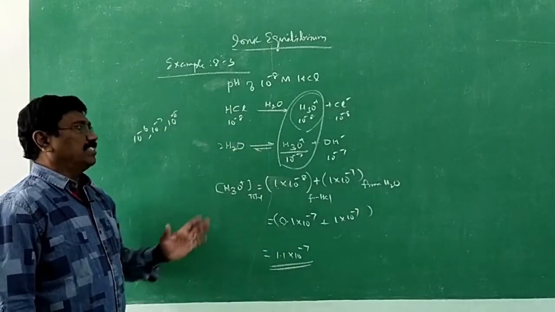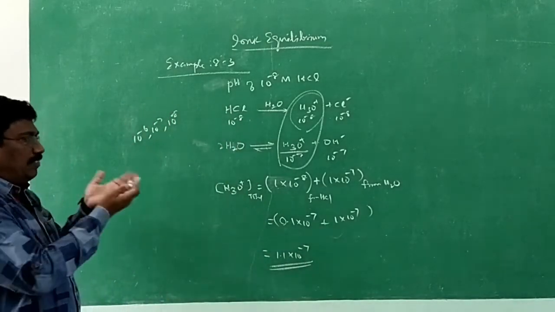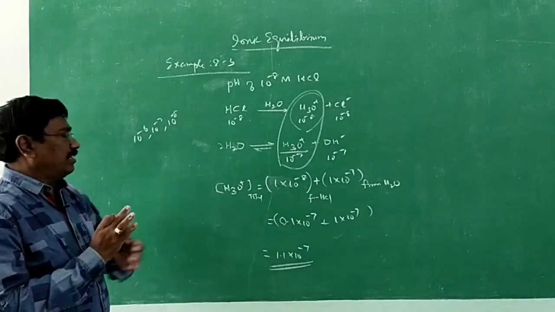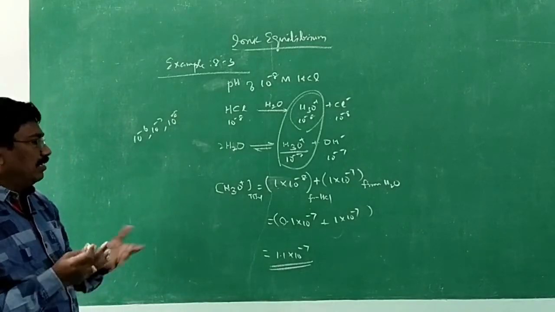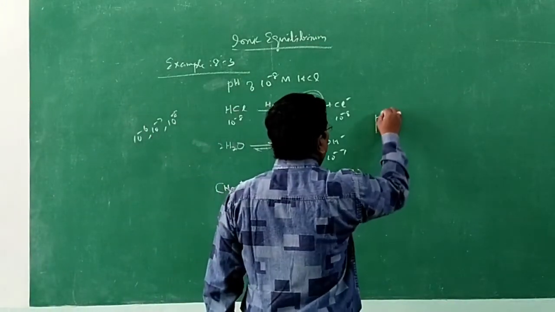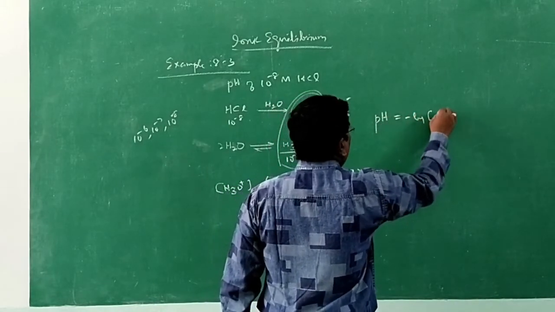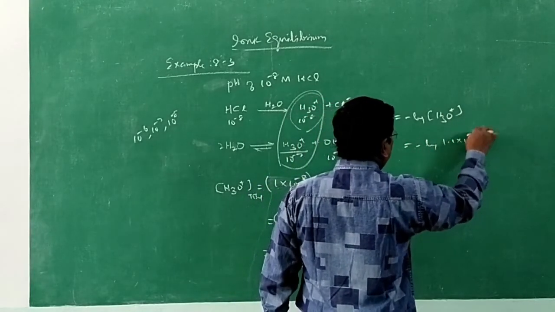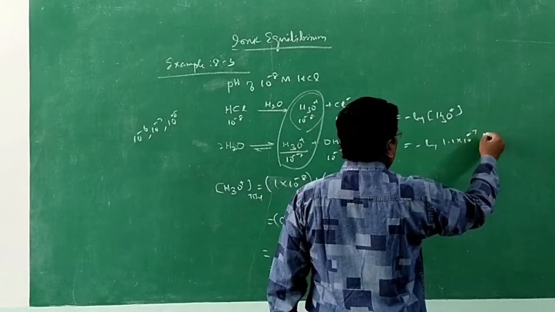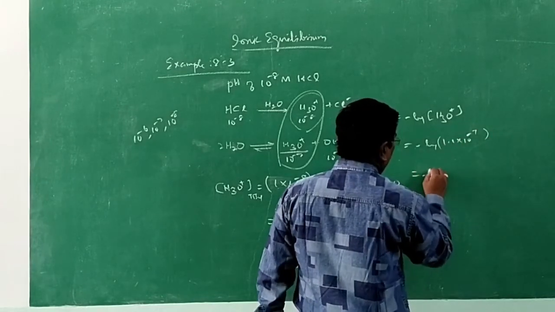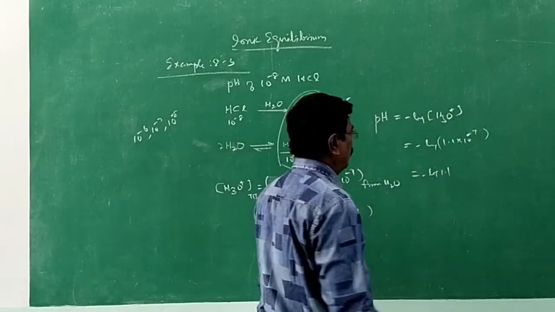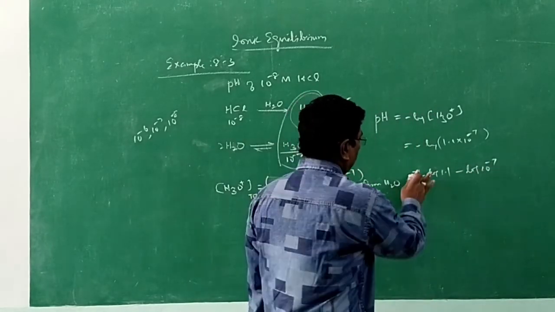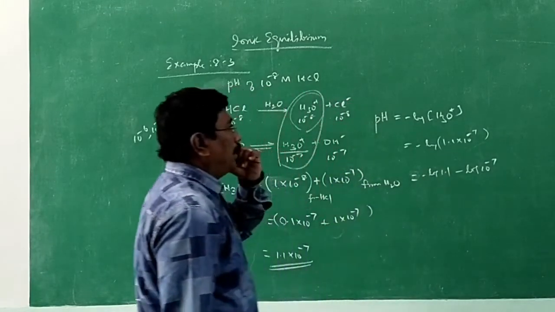So first of all, this has to be considered. It is a mental sum. To start with, since you are being introduced to this for the first time, I am explaining like this. The total hydrogen ion concentration is equal to 1.1 in 10 power minus 7. Therefore, what is the pH? pH is equal to minus log of hydronium ion concentration, which is minus log 1.1 in 10 power minus 7, which is equal to minus log 1.1 minus log 10 power minus 7.